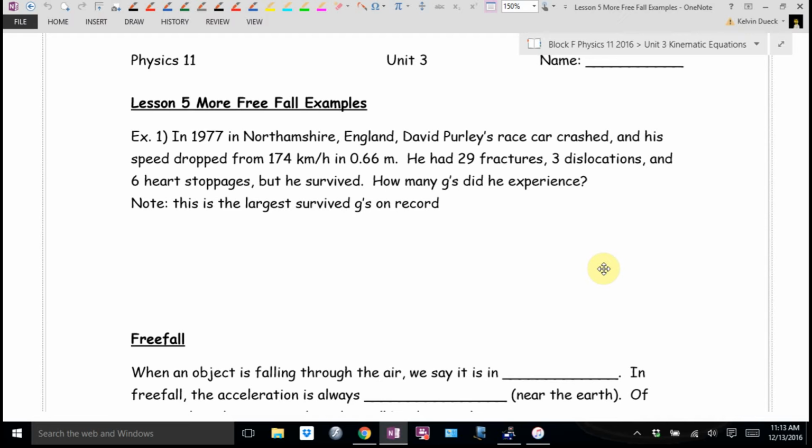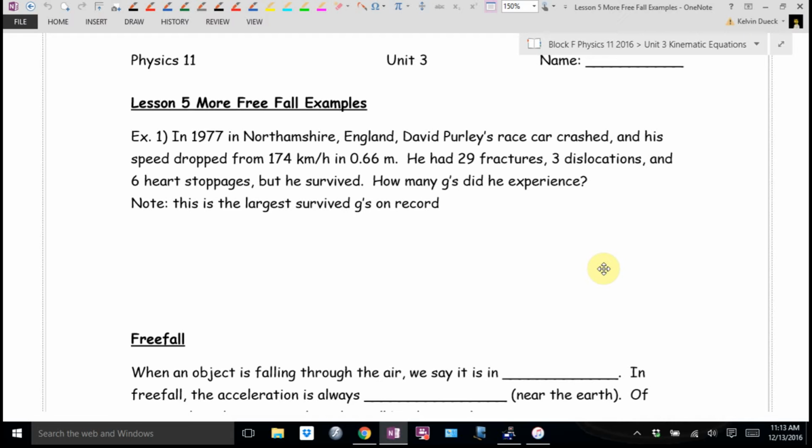Yes. In 0.66 meters. By the way, 174 kilometers per hour is pretty fast, right? Freeway speed is 100 kilometers per hour. So going very, very fast. And he came to a full stop. 0.66 meters, that's 2 rulers. One ruler is 30 centimeters. This is 66 centimeters. He came to a stop in about that big a distance. He had 29 fractures, 3 dislocations. His heart stopped 6 times. He did have permanent bone and body damage for the rest of his life, but he did survive.